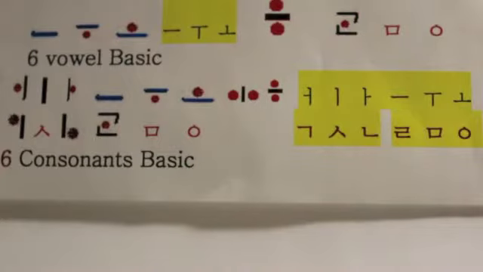We now have 6 basic vowels: woman, person, man, ground, underground, above ground. From these symbols, we make 6 basic vowels. You can also make 6 basic consonants. You can alter the woman like this. You can make the human walk. You can alter the man like this. You can combine woman and man like this, as a woman and man meet. You can use sky and earth.